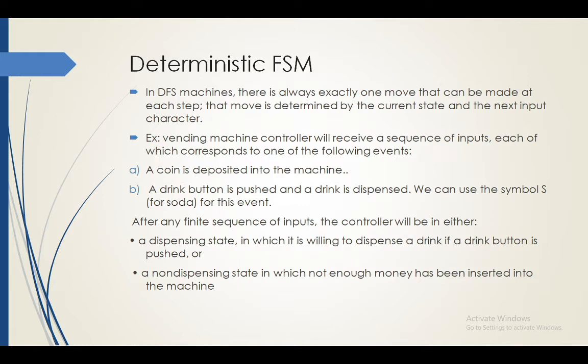An example of a deterministic finite state machine is a vending machine. The vending machine controller will receive a sequence of inputs, each of which corresponds to one of the following events. So you have seen the juice vending machine. What you are going to do is deposit a coin into the machine. Initially the machine is in the off state. First you are going to start it, so it changes the state from off to on. After that you are going to deposit the coin. If the deposited coin is valid, it will check for that. If it is valid, then after pressing the drink button, the drink is dispensed. So we can use the symbol S for soda for this event.